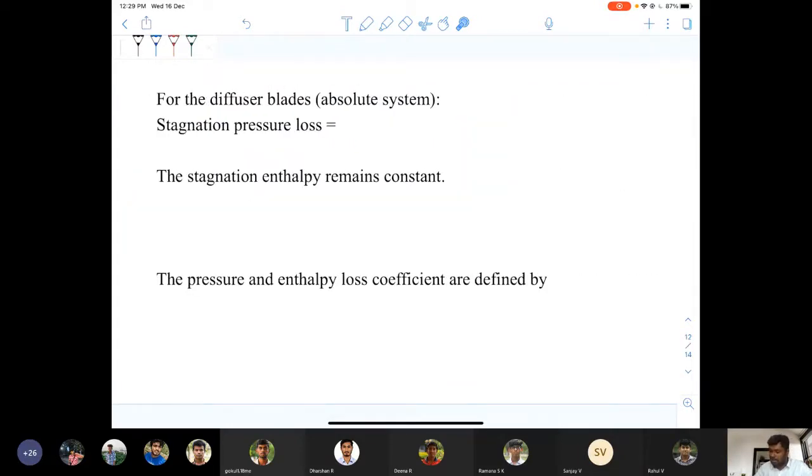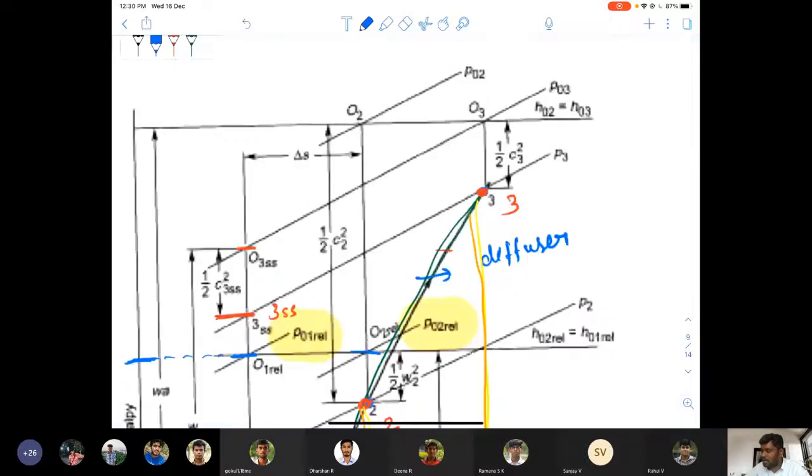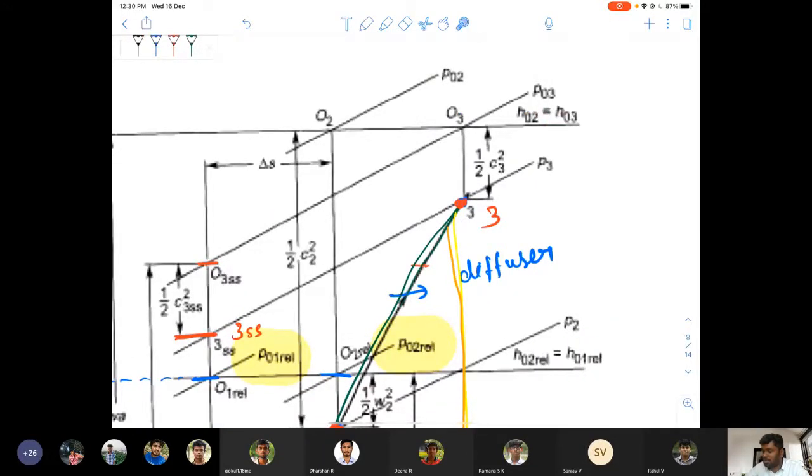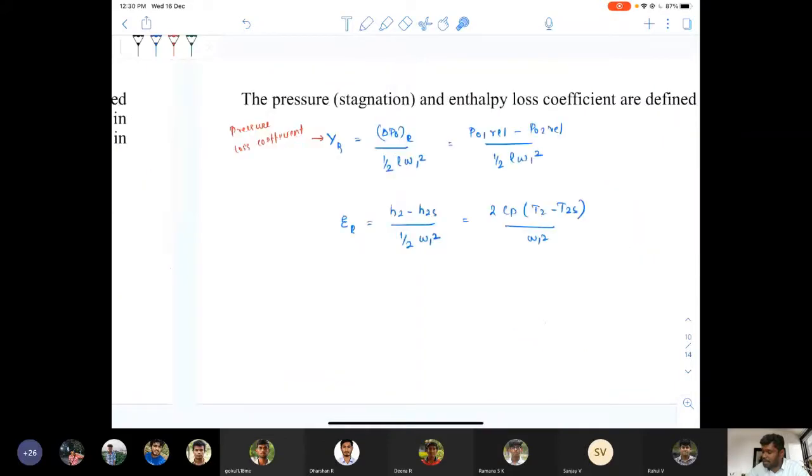And again, the same procedure is followed for the diffuser blade also, which states that the stagnation pressure loss will be equal to delta P naught of D is equal to P naught 2 minus P naught 3. The stagnation enthalpy remains constant. We know that the stagnation enthalpy remains constant. You can see H02 is equal to H03. Therefore, the stagnation enthalpy remains constant.